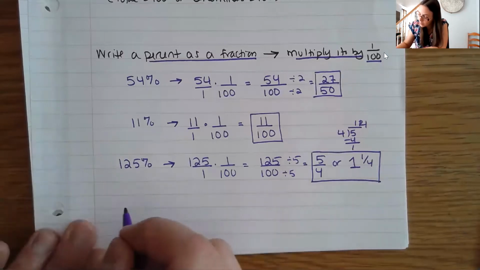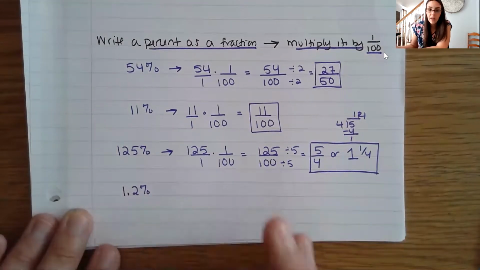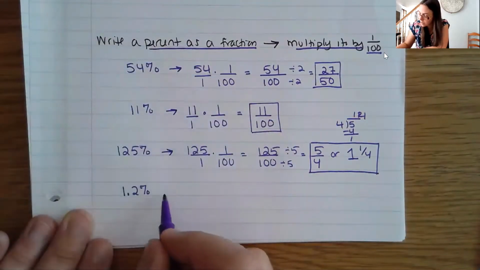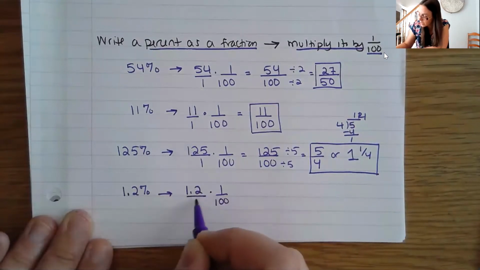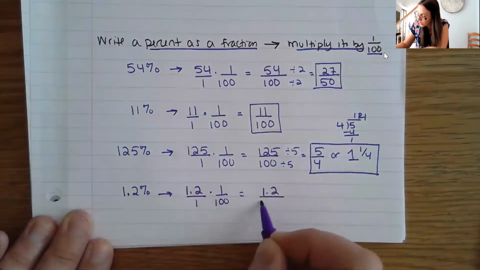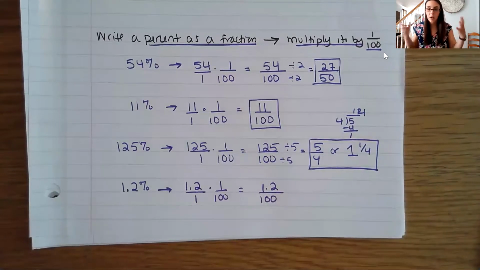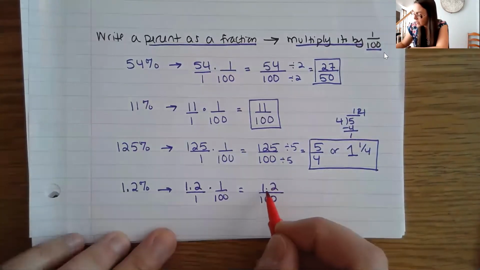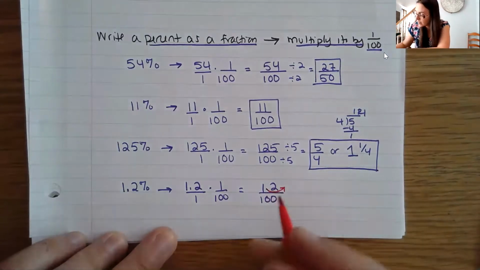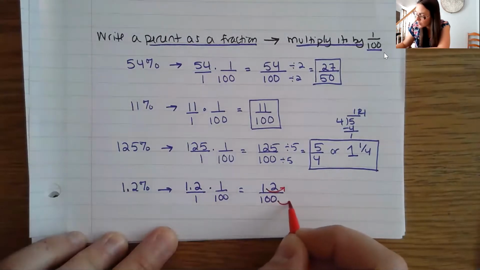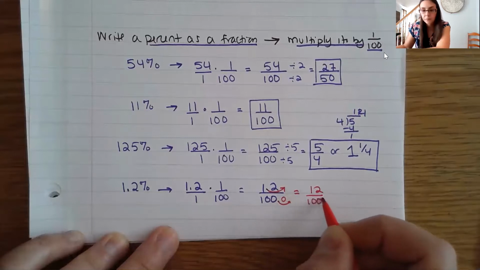What if I have something like 1.2%? So now I'm bringing in a decimal here. That's okay. I still have a percent. How do I change it to a fraction? I take that 1.2, I multiply it by 1 over 100, and I get 1.2 over 100. Now I can't leave a decimal and a fraction mixed together, so I am going to have to clear this out. I can clear my decimal by moving it one spot to the right, but just remember you have to make the same change on the bottom. So my decimal point would be here, and I move this one spot over as well. So what I get is 12 over 1,000.